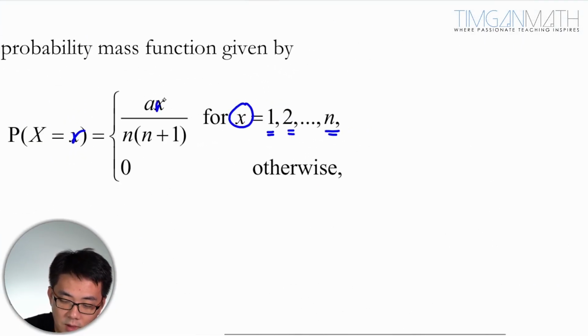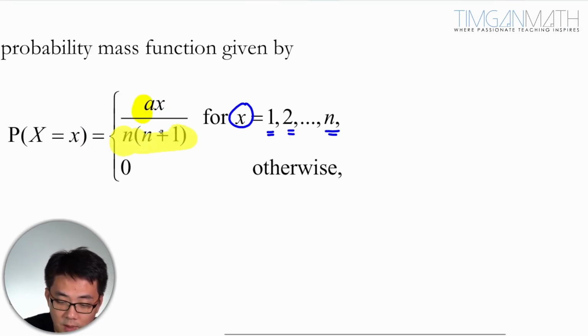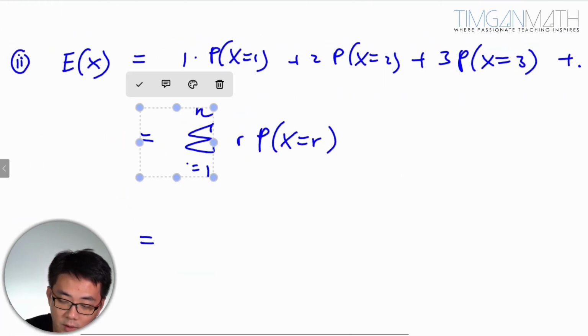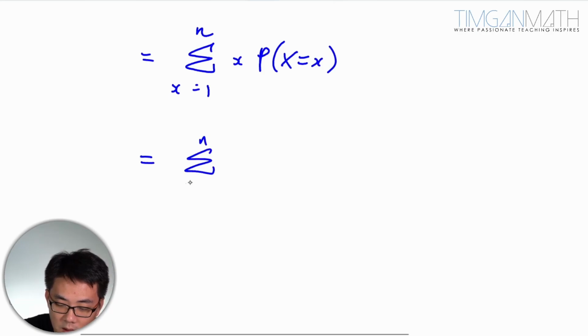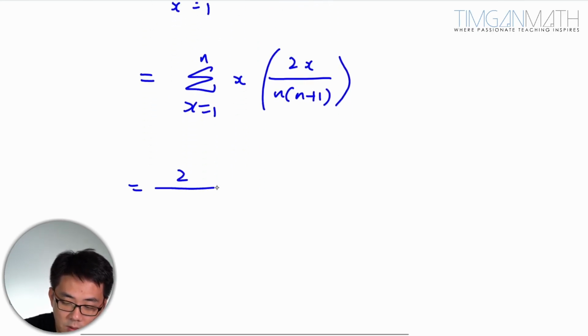If this is r, you just need to sub this as r, right? These are constants, okay? The a, n plus 1 and the 2, these are constants. If you're not comfortable with r, you can use the x here, it's fine as well. So this becomes x. What I'm going to do is sum from x equals to 1 to n of x times 2x over n plus 1. And I'm just going to bring the constant out, so it's 2 over n plus 1, sum of x squared.